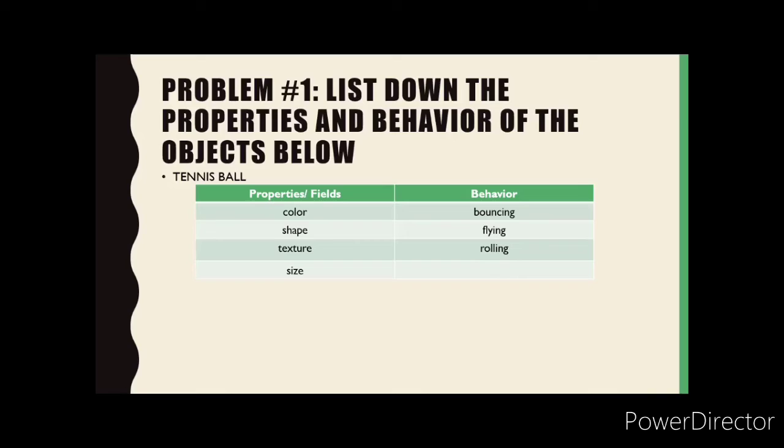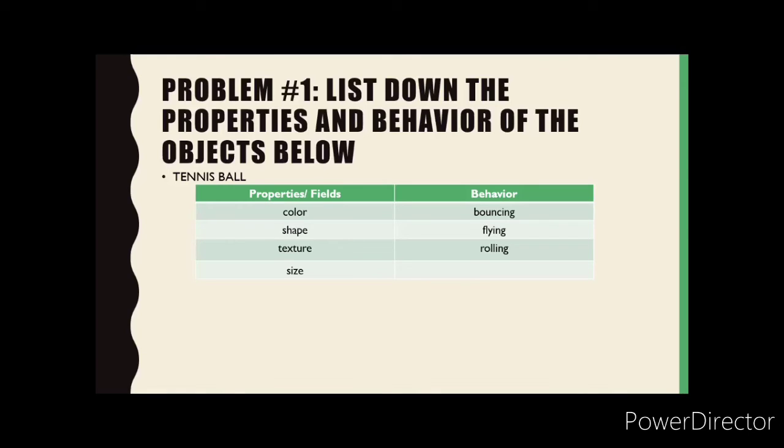You notice guys that we do not write yellow, round, rough, small, or big as part of properties or fields. Why? Because these are values of our properties, such that the color, the shape, the texture, and the size are the characteristics of the object and not the value itself. Therefore, it is incorrect that we are going to place there the value. Say for example, it is big, it is the small.